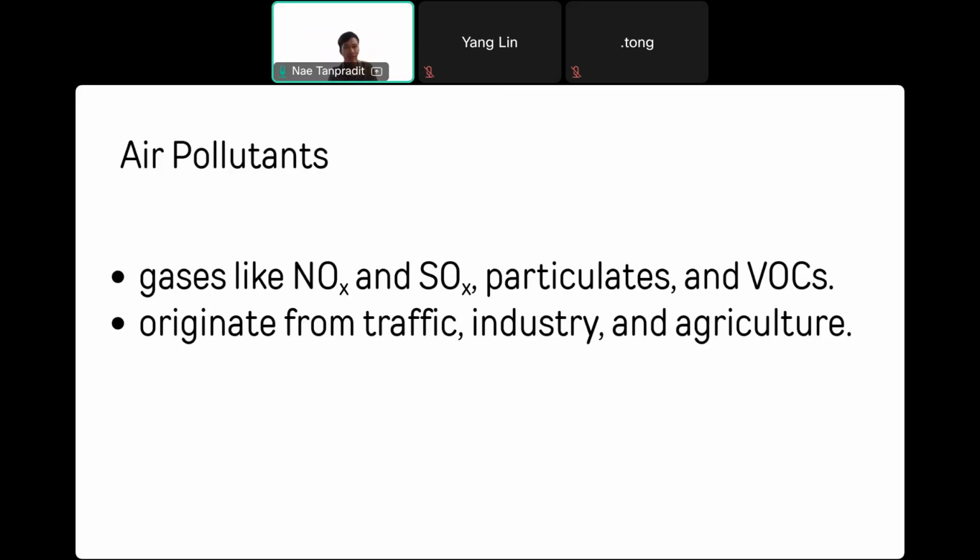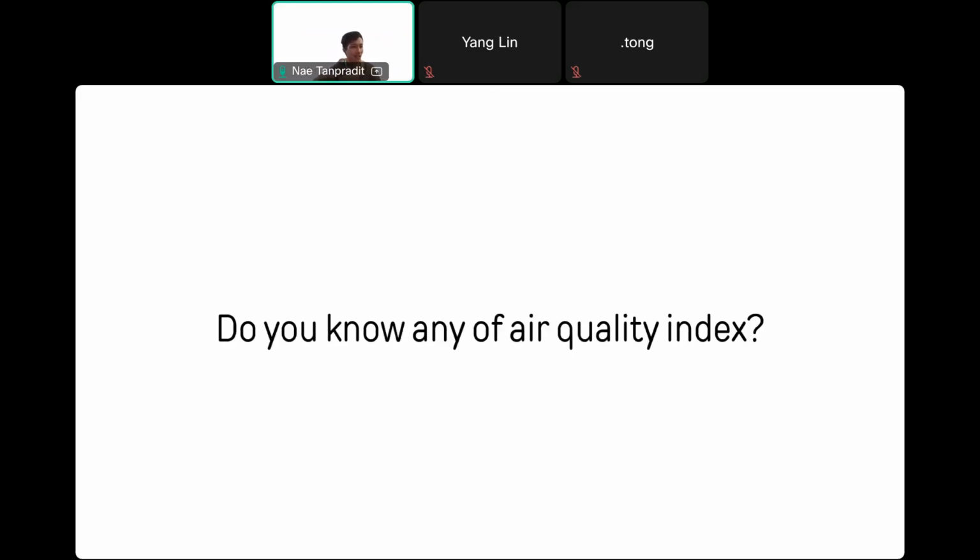These substances often originate from traffic, industry, and agriculture. So this pollution is sometimes local, sometimes transboundary. Transboundary means it maybe originates from one country, but it affects other countries. Okay.